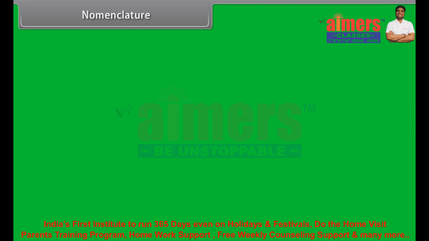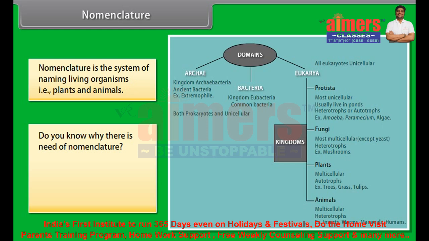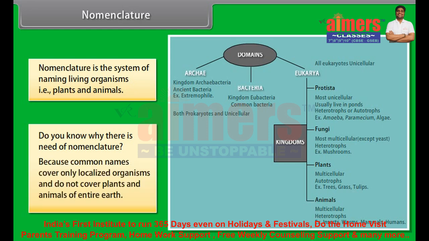Nomenclature. Nomenclature is the system of naming living organisms, that is, plants and animals. Do you know why there is need of nomenclature? I will tell you. Because common names cover only localized organisms and do not cover plants and animals of entire earth.